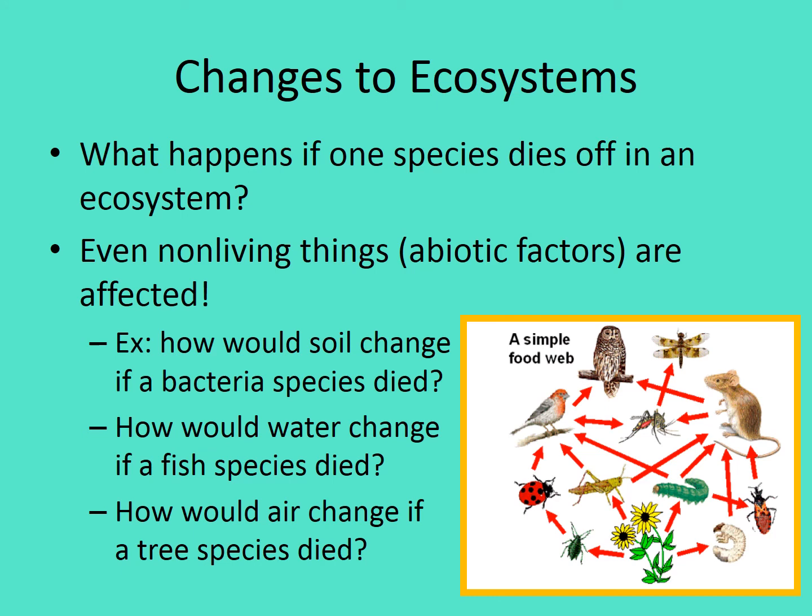Not only are all the biotic factors going to change, we're actually going to see abiotic factors changing as well. If I've got a bacteria species that dies off, the soil is going to change, because remember, that's how we get soil formation in the first place. Or if we have a fish kill in a river, the water quality, the oxygen levels in the water, all of those things are going to change. Or if we have a tree species that dies off, how is that going to affect things like the carbon dioxide levels in the air? Those are all non-living things, but they're affected by these changes in the ecosystem.